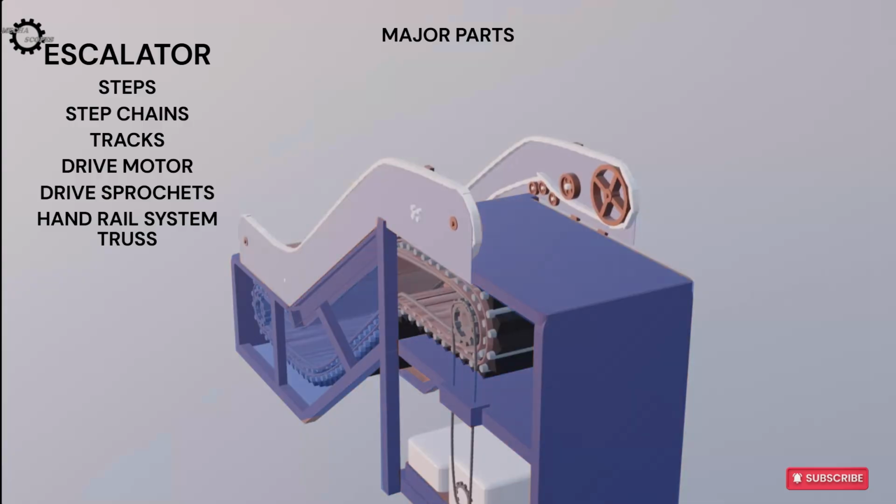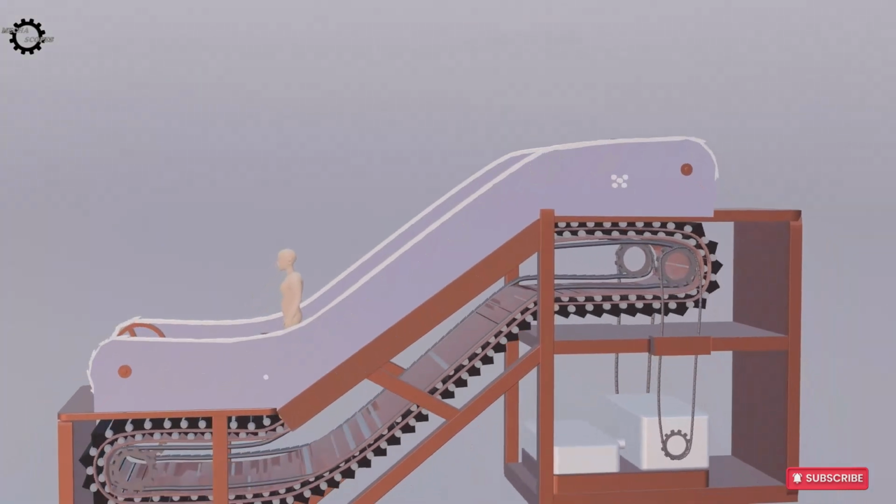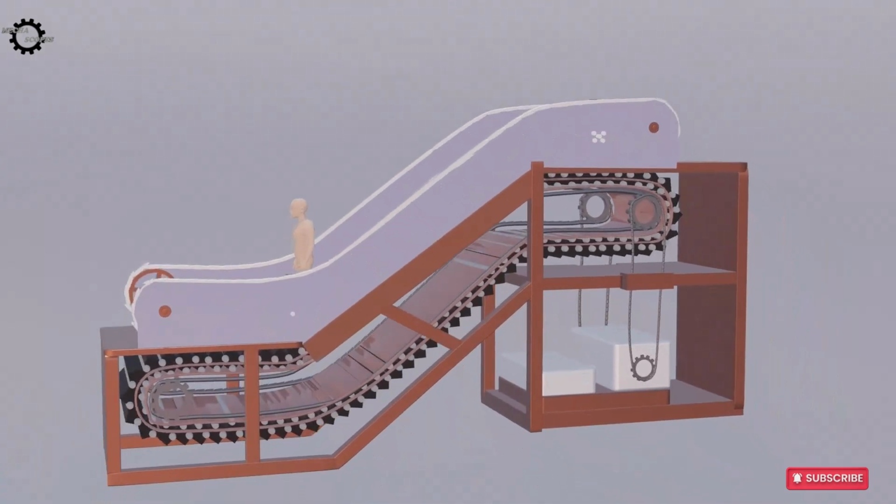Then there is the truss. It's the large steel framework supporting the entire escalator. So the question is, how does this thing work? Let's start with the steps. How do the steps move?